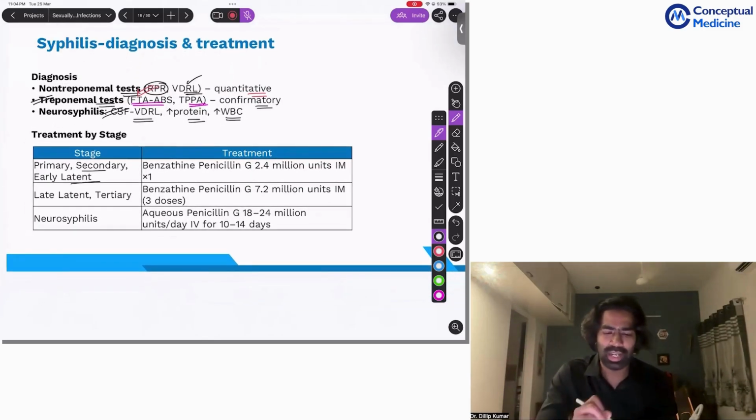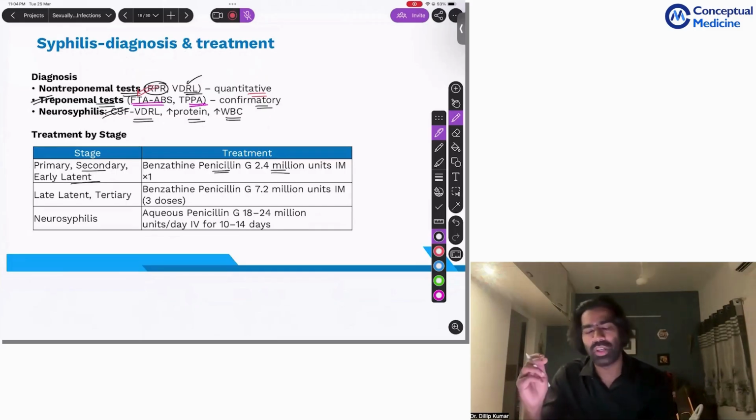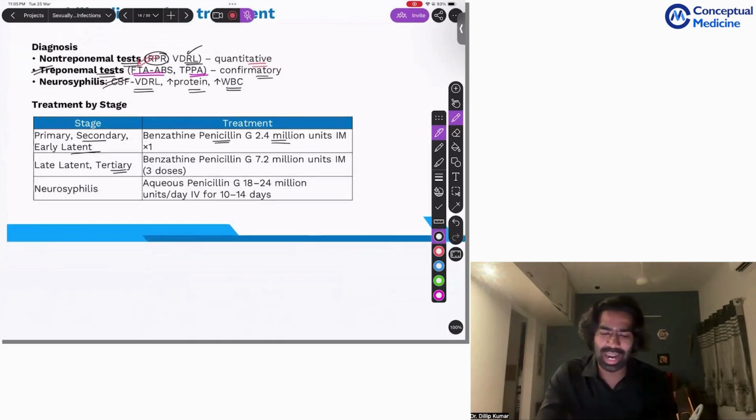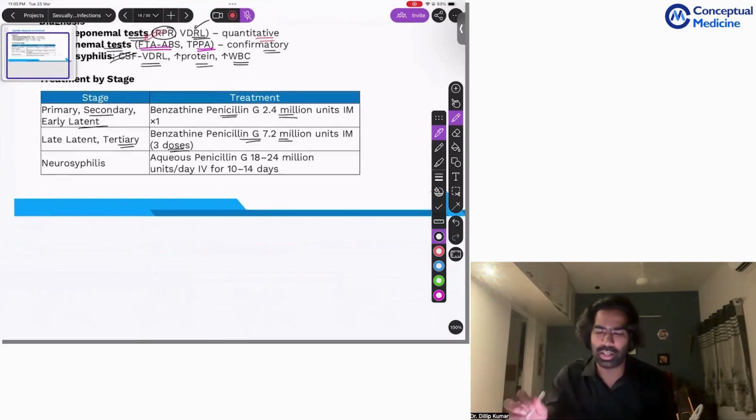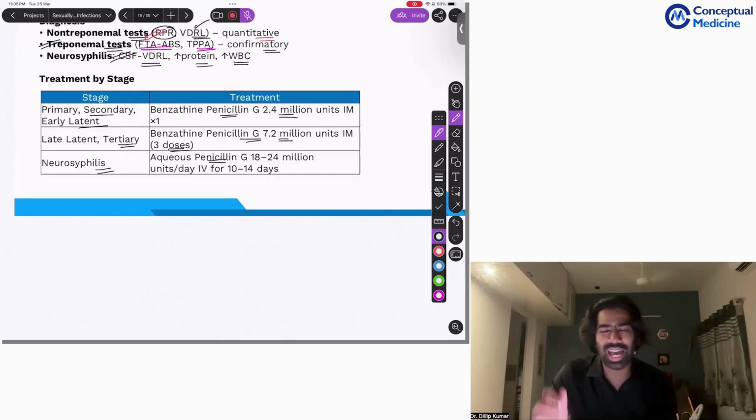For primary, secondary, and early latent infection, you're going to use benzathine penicillin G, 2.4 million units IM, just a single dose. And for late latent syphilis and for tertiary syphilis, you have to give benzathine penicillin at a dose of 7.2 million units, that is thrice the dose. And you have to give 3 doses at least. And for neurosyphilis, one has to use aqueous penicillin G at a dose of 18 to 24 million units per day, IV for 10 to 14 days. So that is different.